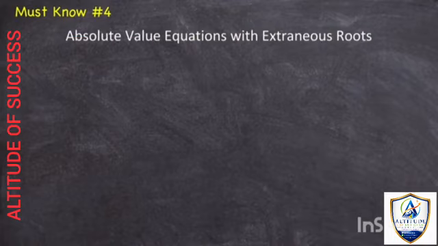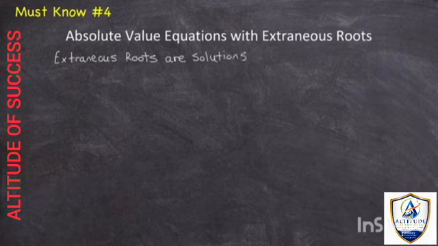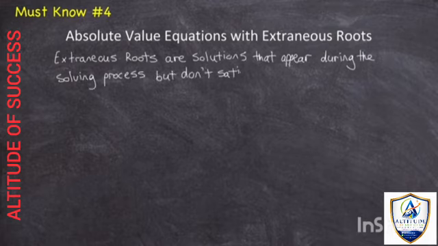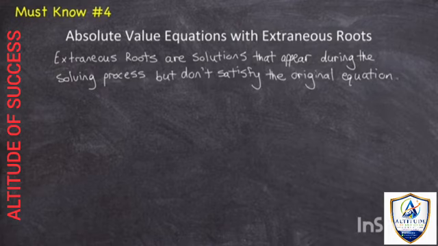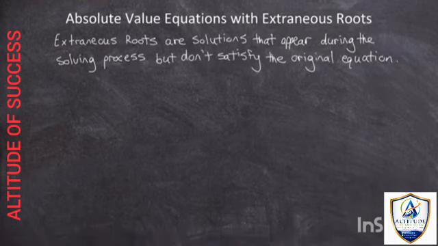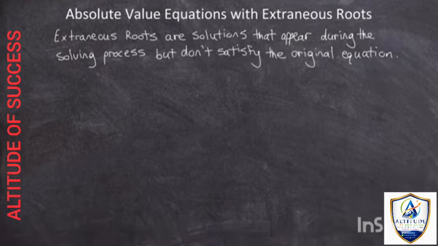Now in the last section, when we solved absolute value equations, the answers we got always satisfied the original equation. But sometimes when solving absolute value equations, you might get an extraneous root. An extraneous root is a solution that appears during the solving process but doesn't satisfy the original equation. So let's solve 2 absolute value equations that have an extraneous root or roots so you can see what I mean.